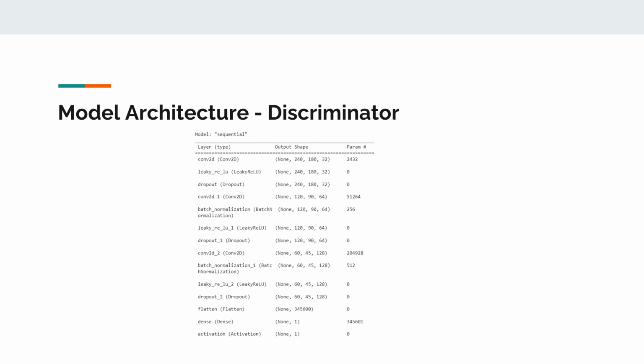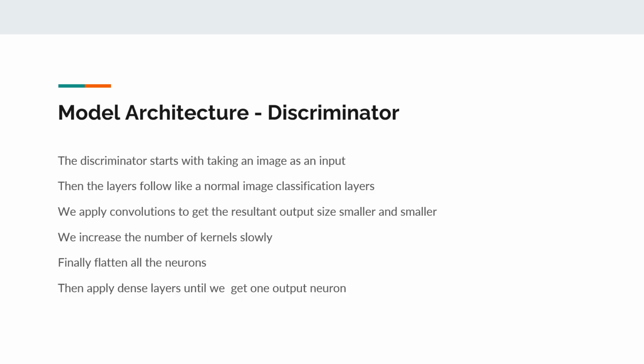So let's dive into what the discriminator means. The discriminator starts with taking an image as input, and then layers follow like normal image classification layers. We apply convolutions to get the resultant output size smaller and smaller. We increase the number of kernels slowly, and then we finally flatten all the neurons, and then we apply dense layers until we get the output neuron. This is basically about the discriminator.